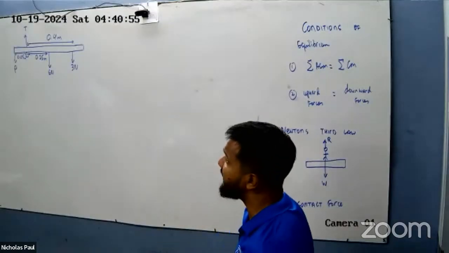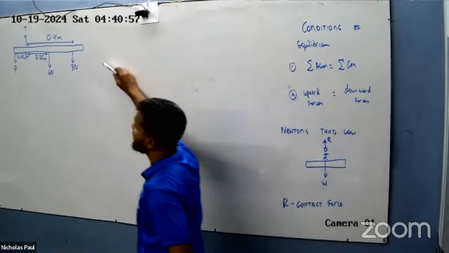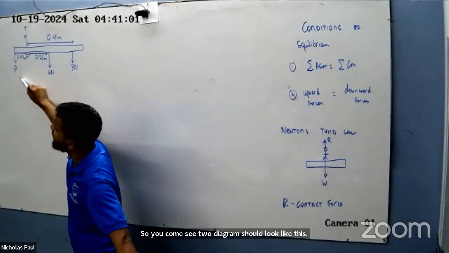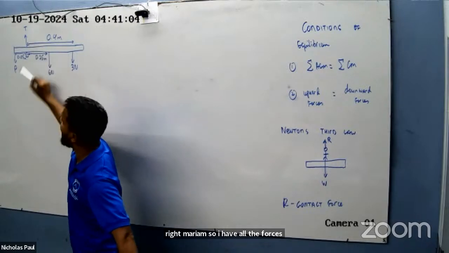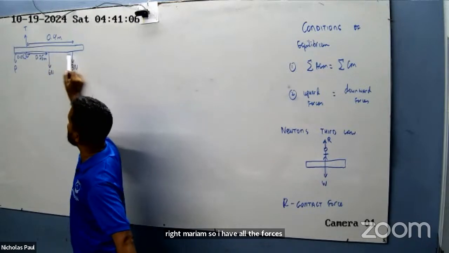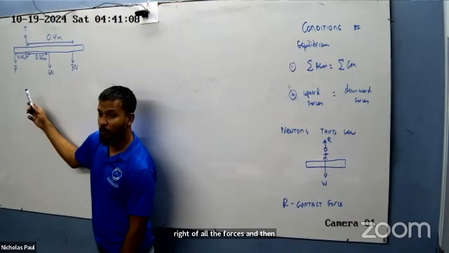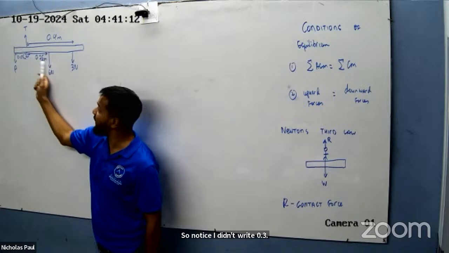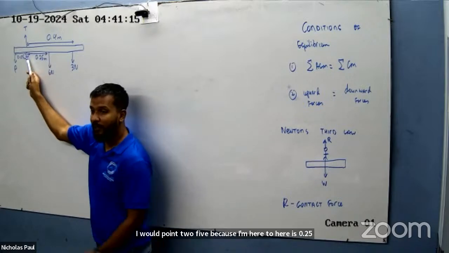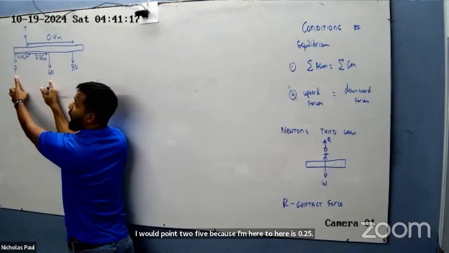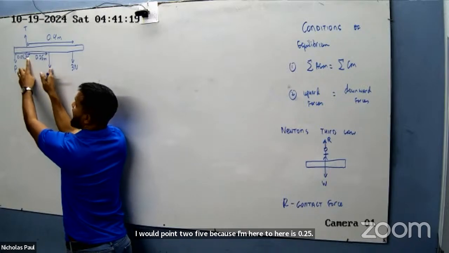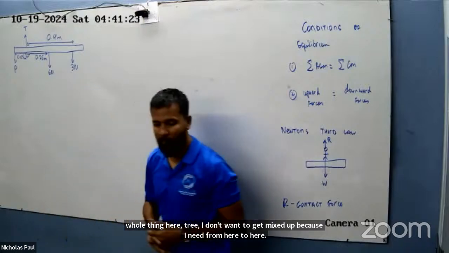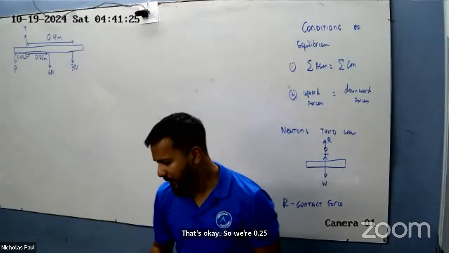So your completed diagram should look like this, Miriam. I have all the forces and then the distances from the pivot. Notice I didn't write 0.3. I wrote 0.25 because from here to here is 0.25. I don't want to get mixed up because I need the distance from here to here, so I wrote 0.25 instead of 0.3.